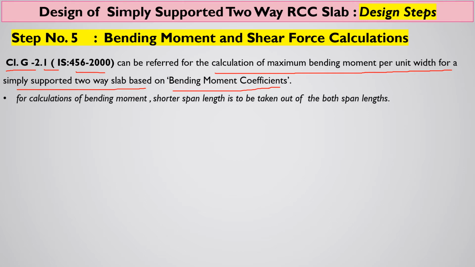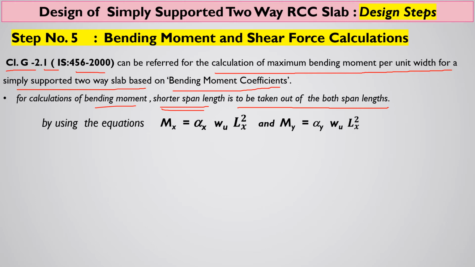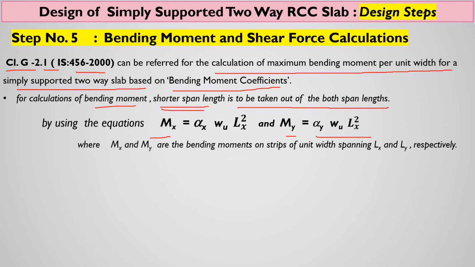For calculation of bending moment, again we have to consider the shorter span length, that is Lx. For all types of calculation, we are going to take Lx equal to the value of the shorter span length. So by using these equations, that is Mx equal to alpha x Wu Lx square and My given by alpha y Wu Lx square, where Mx and My are the bending moments on the strip of unit width spanning along the x direction, that is along the shorter span, as well as along the longer span.